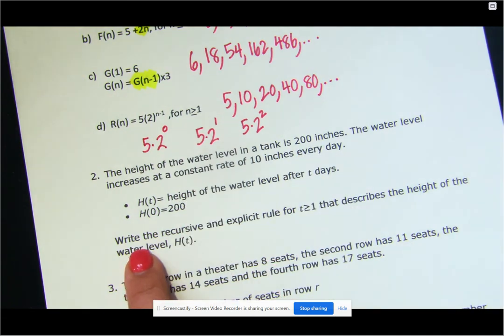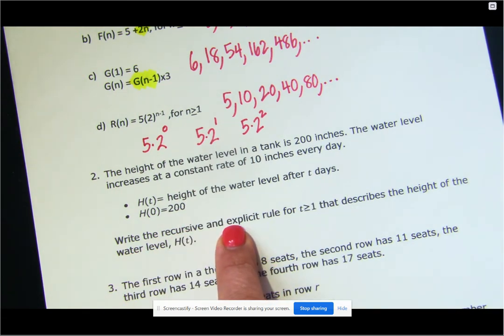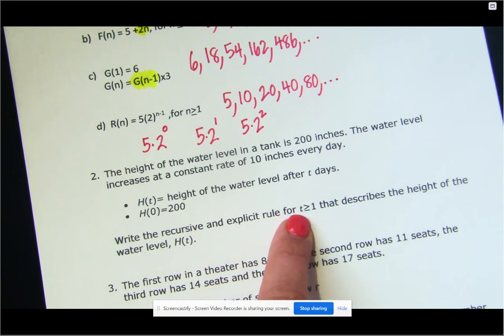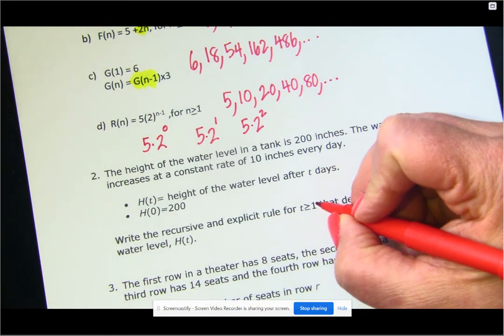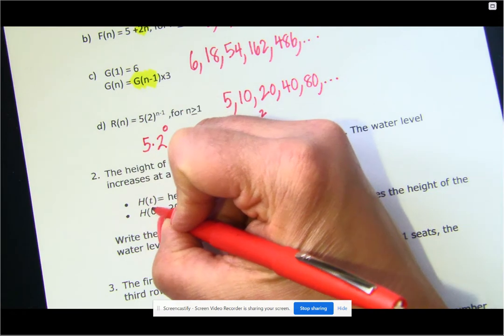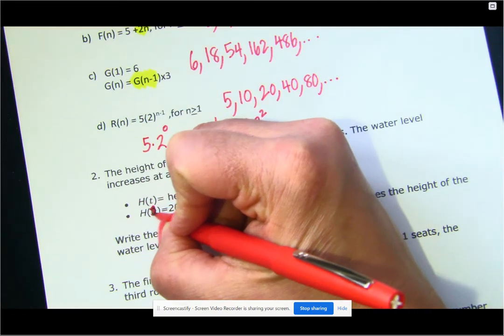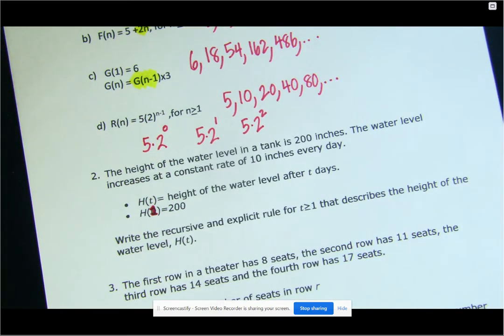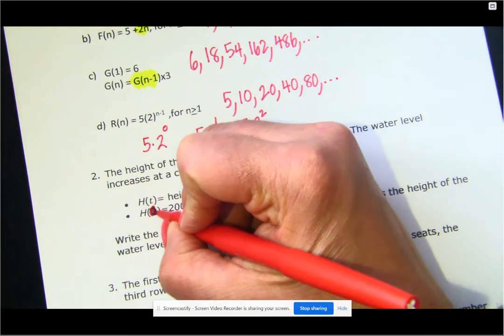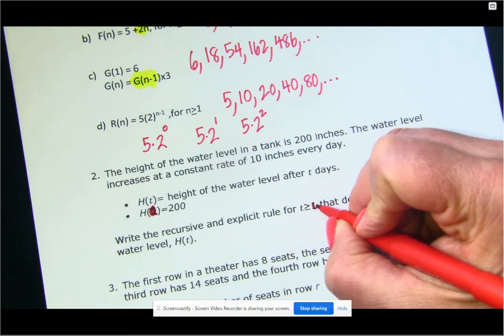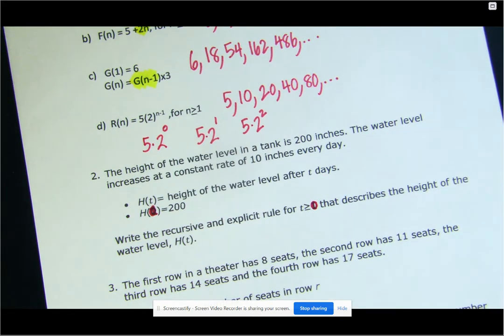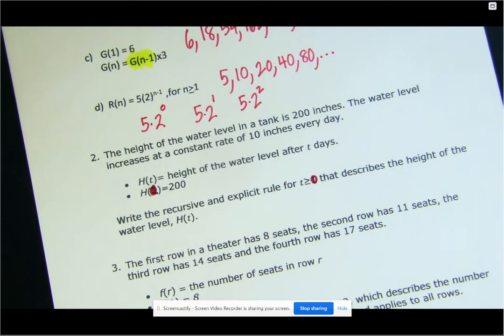Write the recursive and explicit rule for t is greater than or equal to, we should actually call this, sorry guys, I'm going to change this. It should be the same thing. We'll call that h of 1. Actually, no, we do need to keep that 0 because after 1 day, so this should be 0. Okay. So here we go.